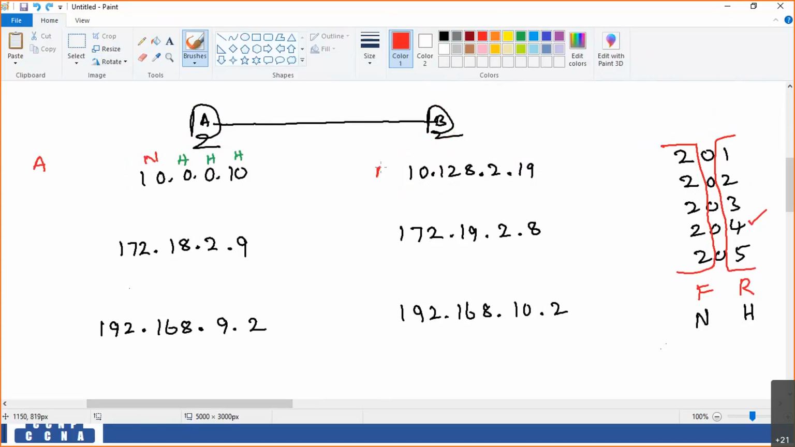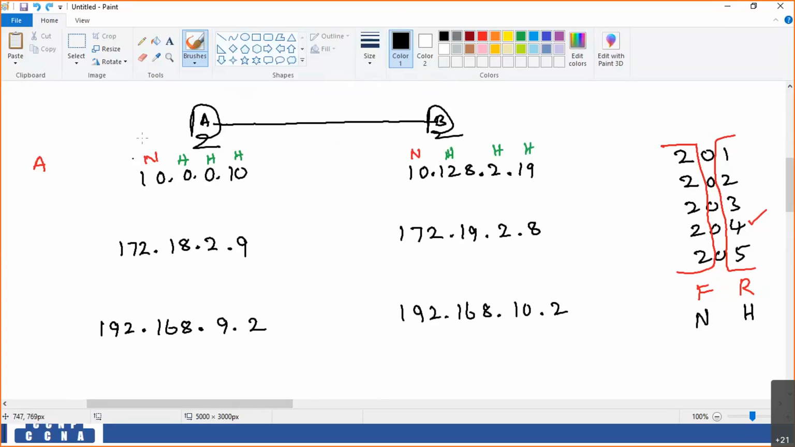Computer B is also a class A IP address. First octet is network, the second, third and fourth octets are host. Now, for host A and host B to communicate, both PCs should be in the same network. The first one is on which floor? The 10th floor, I mean the 10 dot network. The second computer is on which floor? The same 10th floor. It's also the same network.